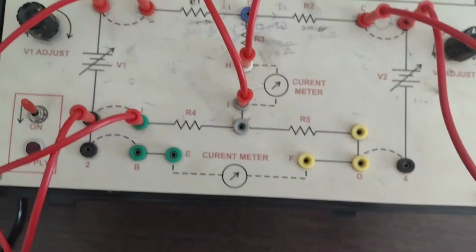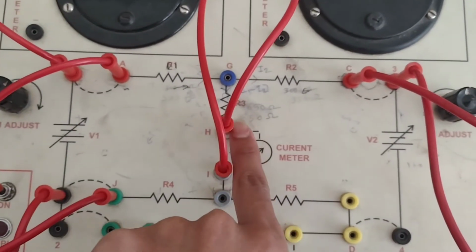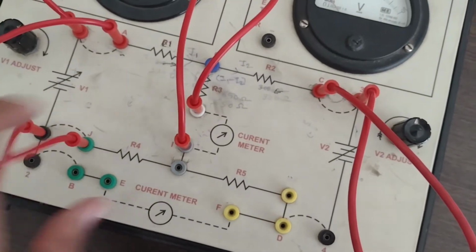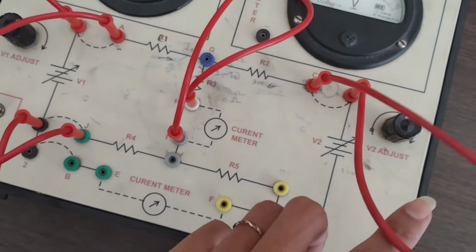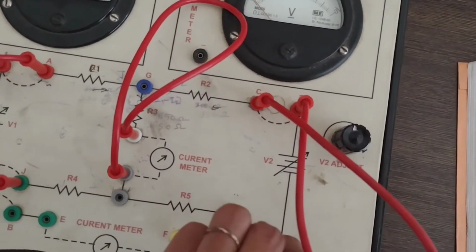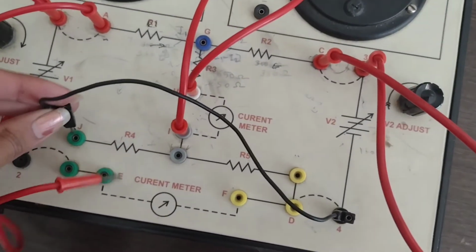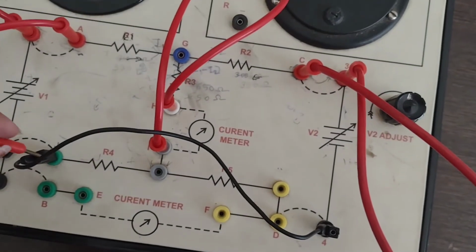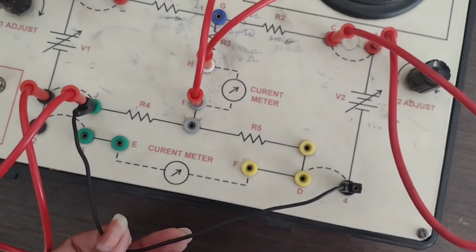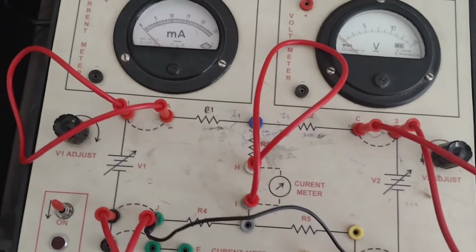In our practical we can use only three resistances, R1, R2 and R3. This is the additional resistance. So we can connect only these three resistances. Then we complete the path for this circuit. The resistances R4 and R5 will not be connected. Then we will take the first reading.